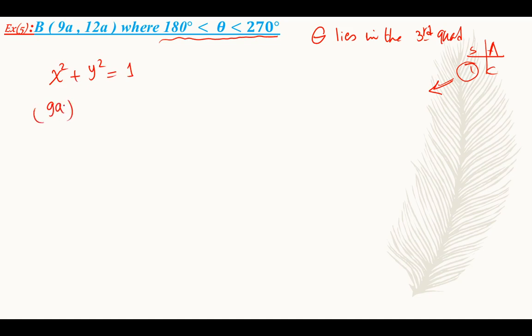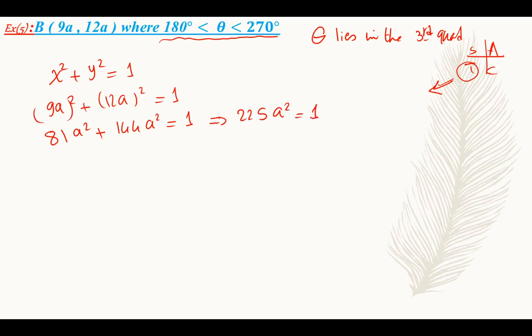So 9a to the power of 2 plus 12a to the power of 2 equals 1. 9a to the power of 2 equals 81a squared plus 144a squared, and this equals 1. By adding 81 plus 144, it will be 225a squared equals 1. Divided by 225, so a squared equals 1 over 225. By taking the square root, a equals positive or negative square root of 1 over 225, which equals positive or negative 1 over 15.